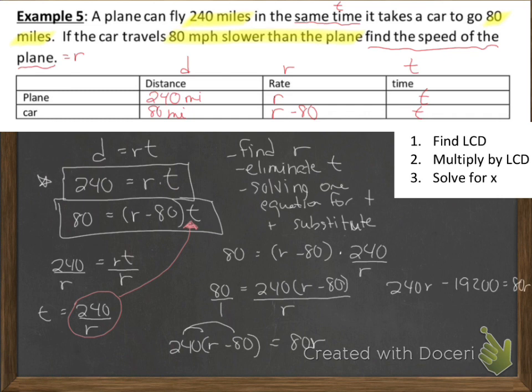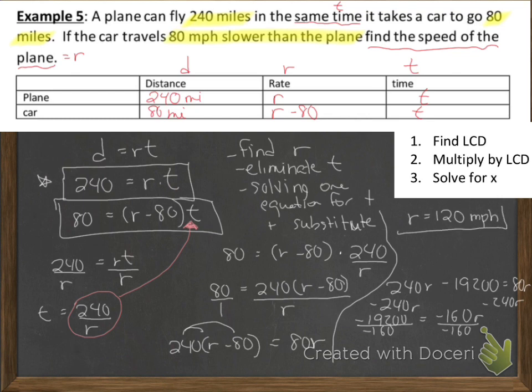Kind of running out of room here. Uh-oh. So what can we do? Well, I'm going to subtract 240r from both sides of my equation. I now have negative 19,200 is equal to negative 160r. And then last but not least, I'm going to divide both sides by negative 160. When I type that into a calculator, I get positive 120 miles an hour.